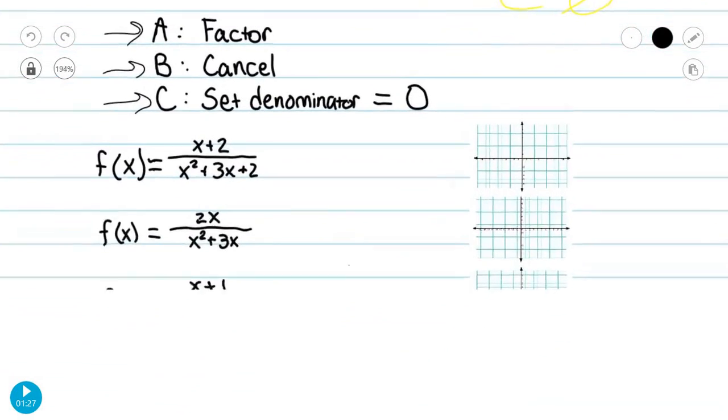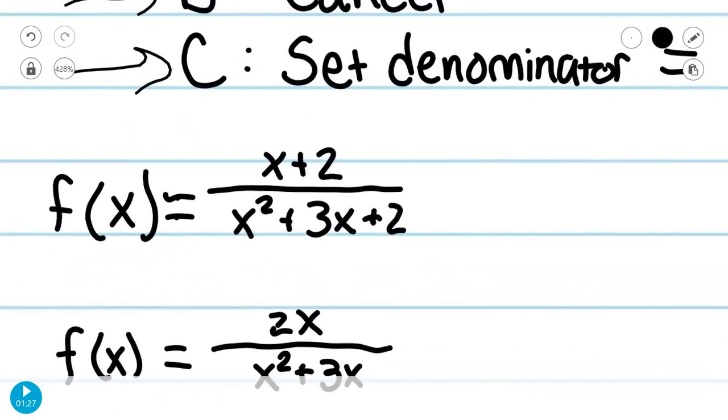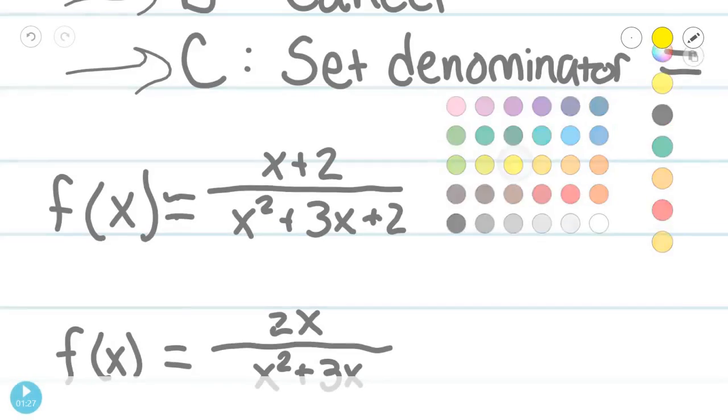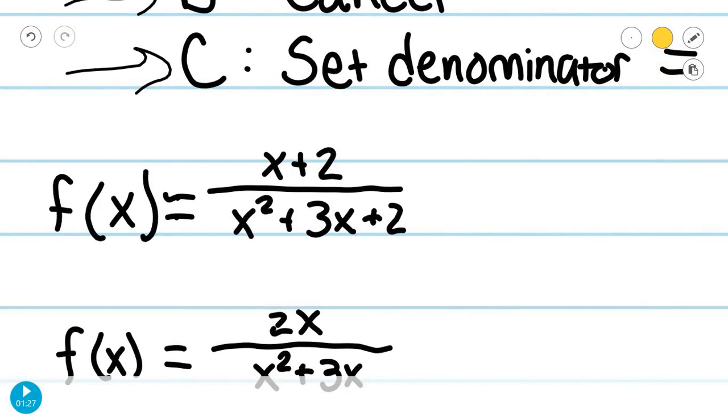Okay, so first step. First thing I'm going to do in this equation is I want to factor anything that I can factor. Let me change the color here so we can see the difference between the work. Okay, so can I factor the top? No, it remains x plus 2, so I'm just going to write it in as such. Then the bottom is a quadratic, and it turns out I can factor it. It factors into x plus 2 times x plus 1.